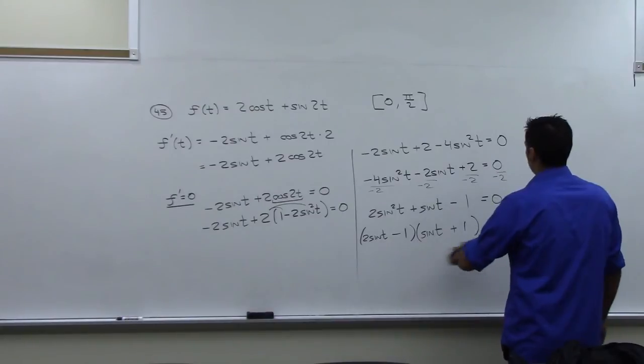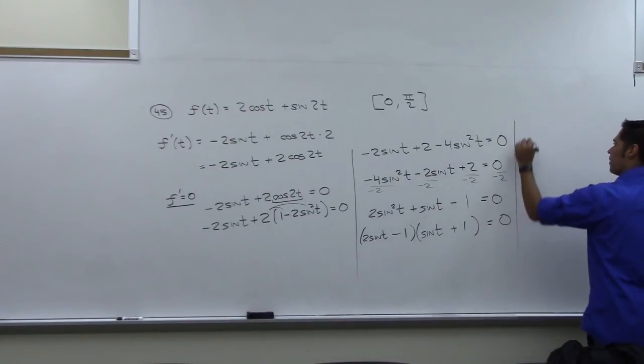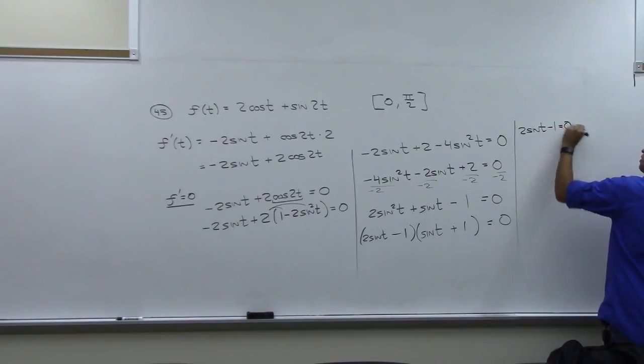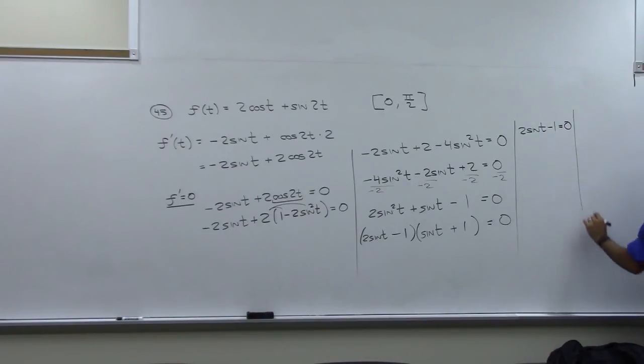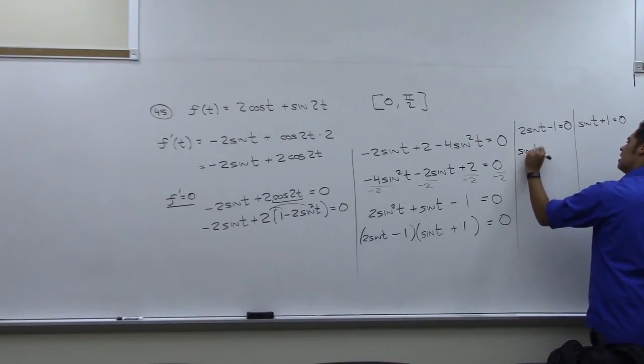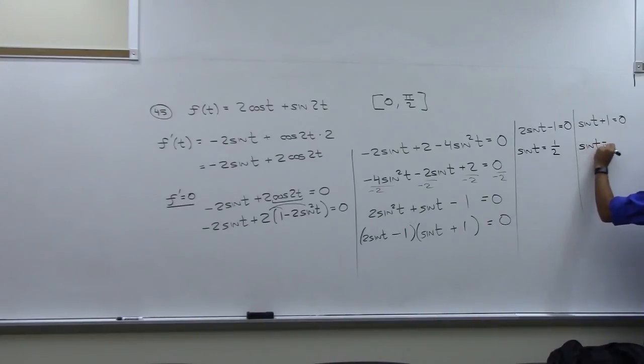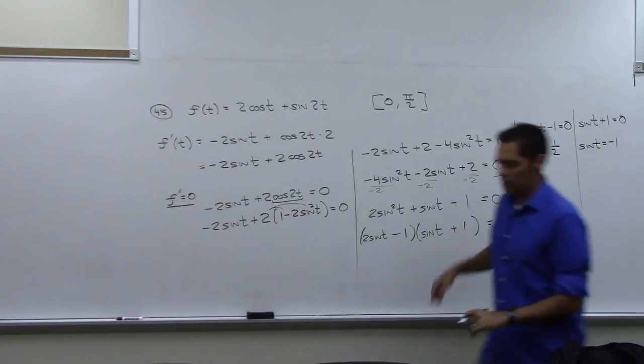And now what I can do is I can set each of those factors equal to 0. So I set 2 sine t minus 1 equal to 0. I'm almost out of room here. I set sine t plus 1 equal to 0. Let me see if I'm on camera here. I'm there, okay. So this one I get sine t is a half, and this one sine t is negative 1. And I'm going to move over here and do those.